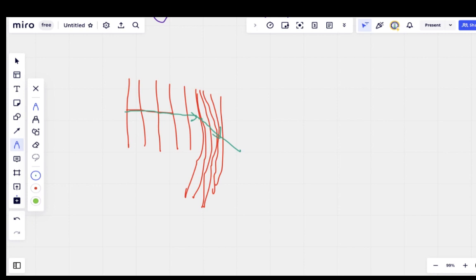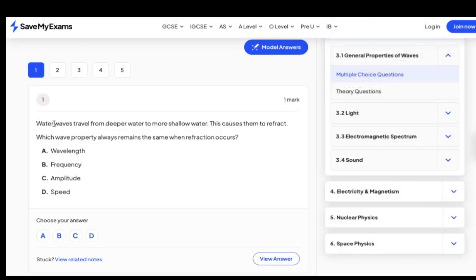Now let's take a look at what they're going to ask us. A water wave travels from deeper water to more shallow water, and this causes them to refract. Which wave property always remains the same when refraction occurs? Is it the wavelength, the frequency, the amplitude, or the speed? Of course, speed is different now. It becomes slower.